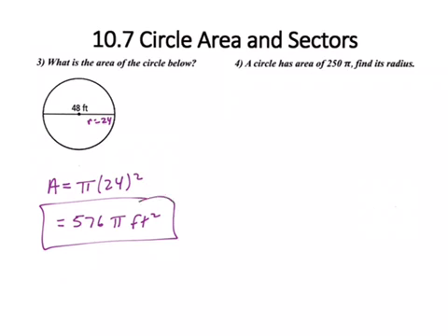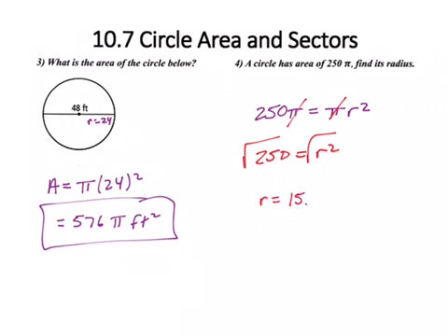Question 4 actually has you working backwards. It says a circle has an area of 250 pi, find its radius. Well, the 250 pi is your area, and we know the area formula is pi times radius squared. So we're just going to solve this backwards to get r. Since there's pi on both sides of the equation, they're going to cancel each other out naturally. So you're left with 250 equals r squared. To undo the r squared, you square root, and you're going to get the radius is right around 15.8. In this case, it doesn't give units, so we'll just say units.